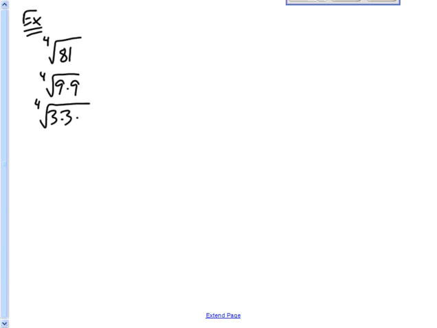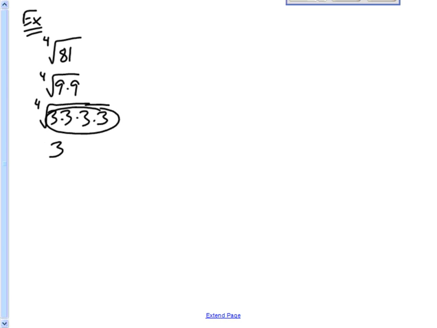The 9 is 3 and 3, 3 and 3, right? So there are 4 of those, and our answer is 3. Now let's think about that again. Is there 4 of the same number that could also multiply to give you that 81?